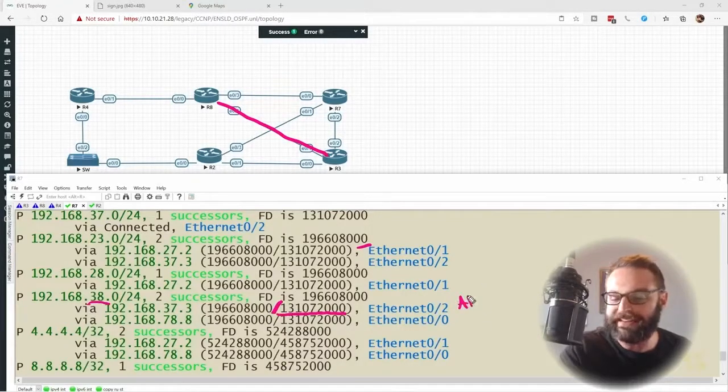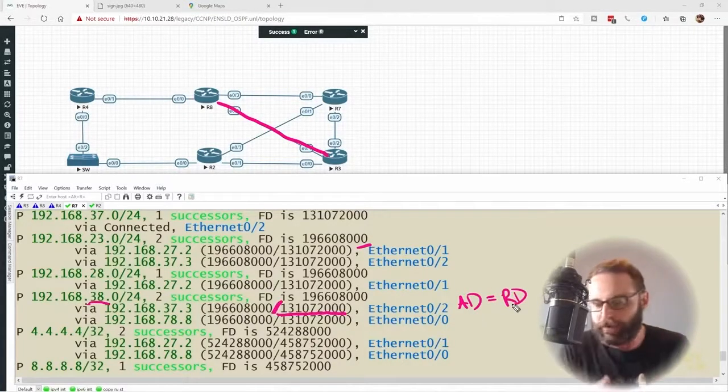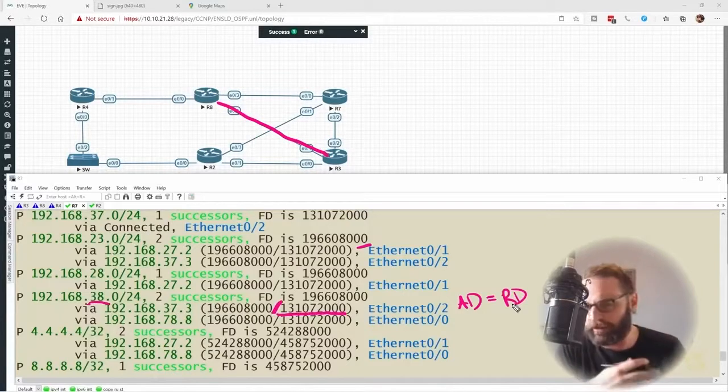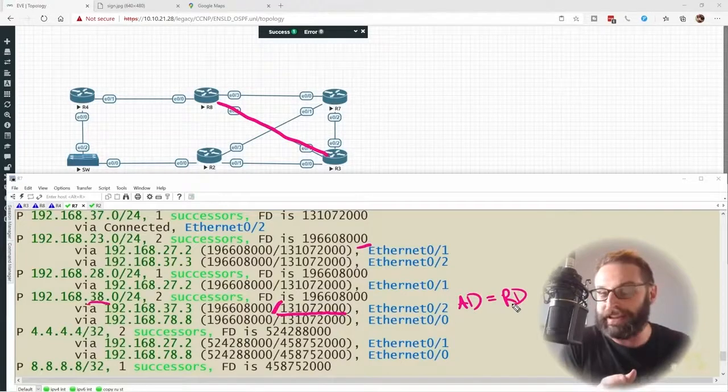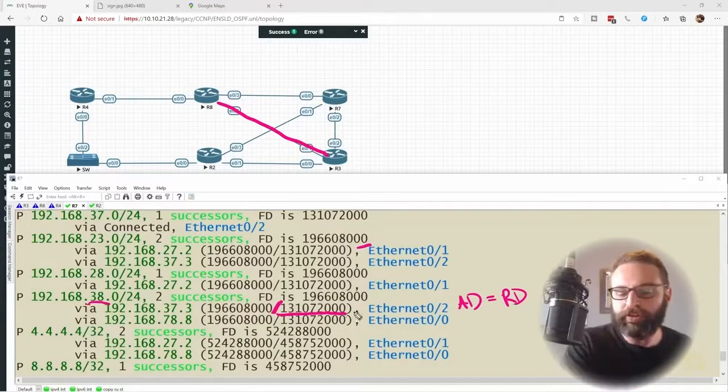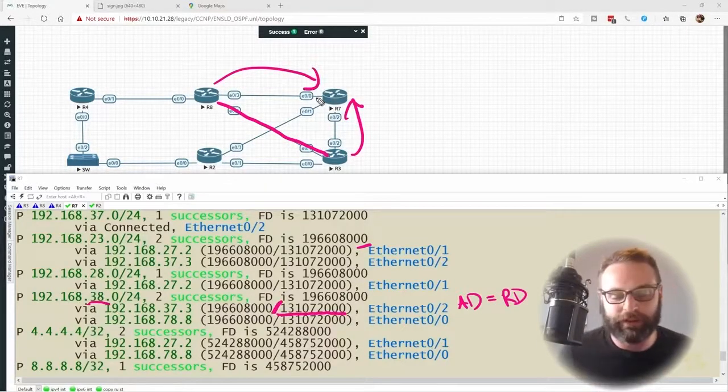I'm going to put AD for short for advertised distance, but a lot of people like to call it reported distance so that it doesn't get confused with administrative distance, which is another topic, when it comes to EIGRP routing. It's a big deal too when we're comparing EIGRP to other protocols. So this is our advertised distance that's advertised to us from R3 as well as R8, and they happen to be the same in this.